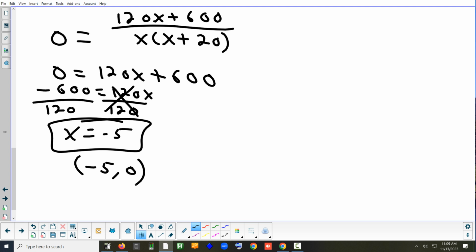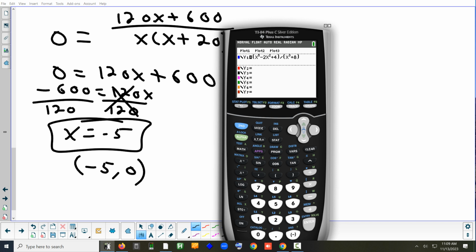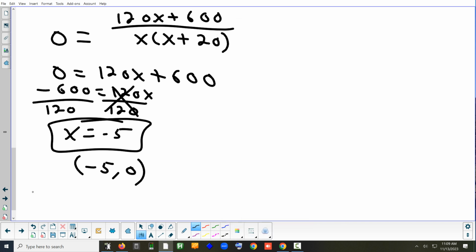But that's where it crosses the x-axis. Okay. Now we'll draw a picture. Can you explain again why the denominator doesn't matter? Because I can have 0 divided by anything, and the answer is always 0. It doesn't matter what's in the bottom of a fraction. If 0 is in the top, it's going to come out to 0.